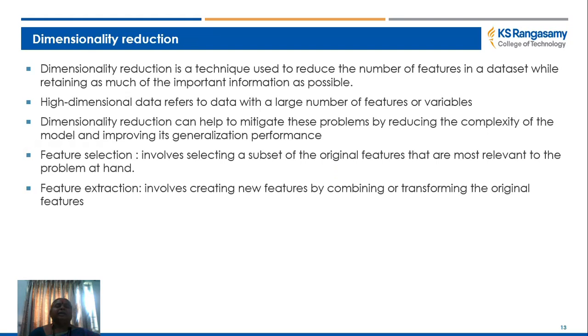Dimensionality reduction is a technique used to reduce the number of features in a data set while retaining as much of the important information as possible. High dimensional data refers to data with a large number of features or variables. Dimensionality reduction can help to mitigate these problems by reducing the complexity of the model and improving its generalization performance. There are two approaches: one is feature selection and the other is feature extraction. Feature selection involves selecting a subset of the original features that are most relevant to the problem at hand. Feature extraction involves creating new features by combining or transforming the original features.